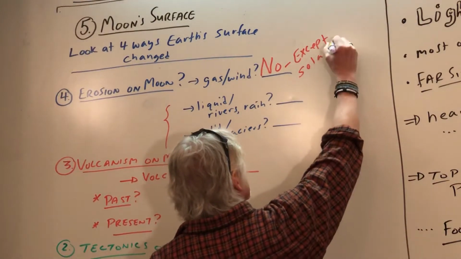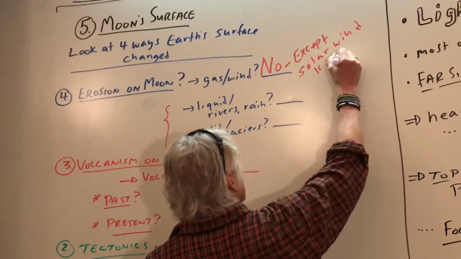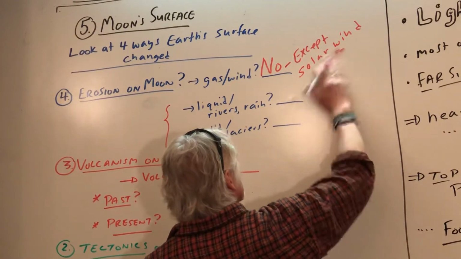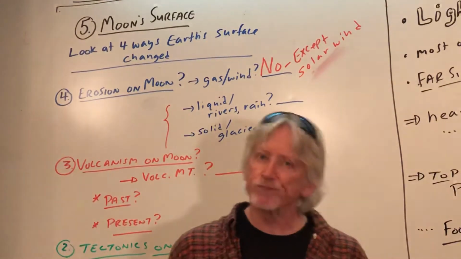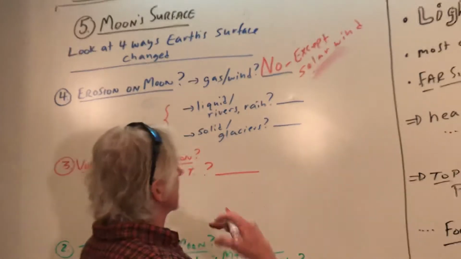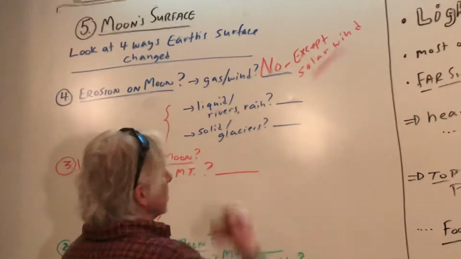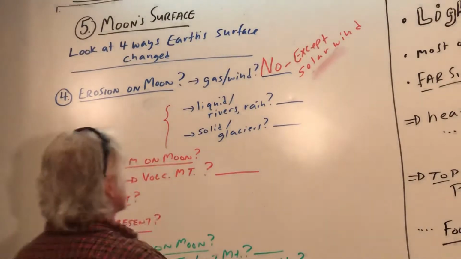Except solar wind. So let me just say solar wind. Solar wind can create some erosion. So we've got no blanket of atmosphere, and we've got no magnetosphere, and so the solar wind does create some erosion, not atmosphere wind, but solar wind.